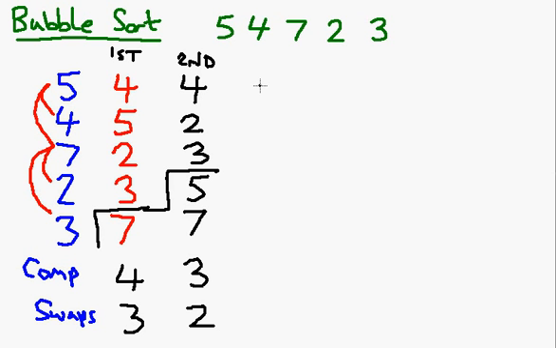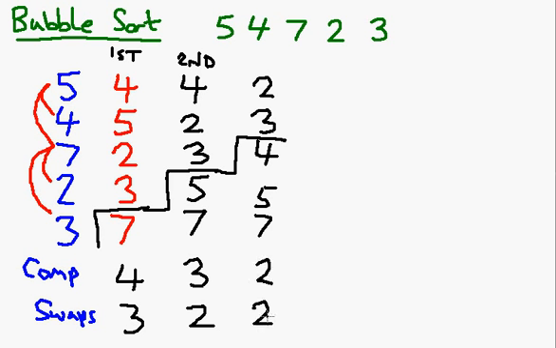Okay, so now I can keep going. Now I'm going to compare the 4 and the 2. 2 goes first. Then I'm going to compare the 4 and the 3. There goes the 3. And we've got the 4, 5, 7. 4, the largest number, has been pushed down to the bottom, so I can cap it off. We have made there 2 comparisons and 2 swaps.